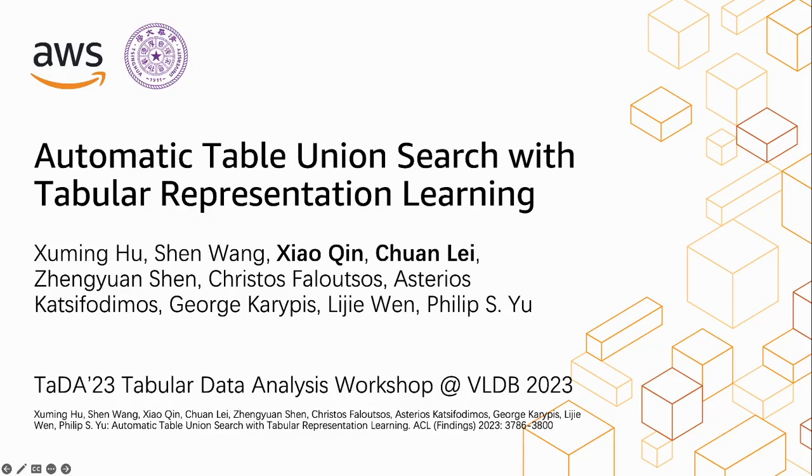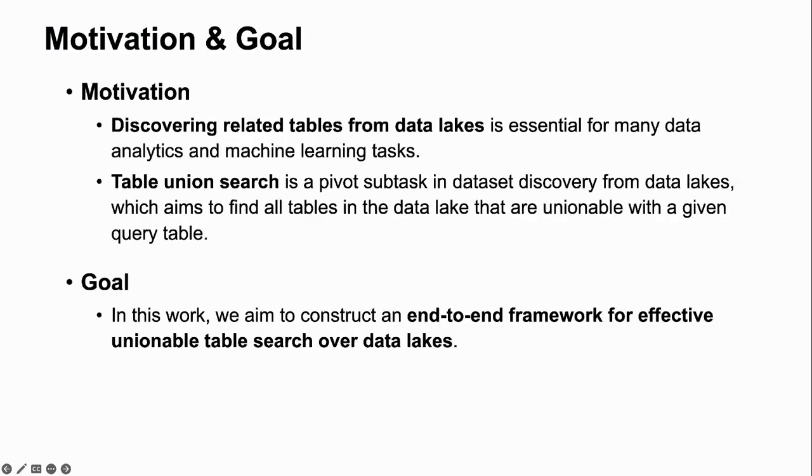Today Xiao and I will be presenting the paper named Automatic Table Union Search with Tabular Representation Learning, which is published in ACL 2023. With the growth in the volume of open datasets from governments, academic institutions, and companies, there's a surge of demand for discovering related tables from data lakes. These related tables are useful to many data analytics and machine learning tasks.